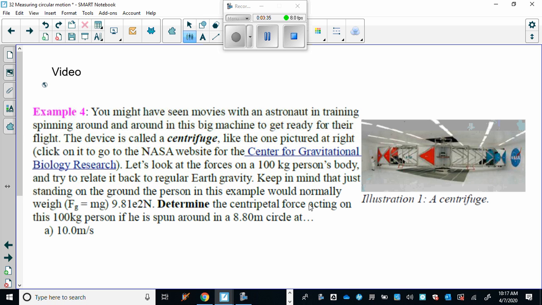It says determine the centripetal force acting on a 100-kilogram person being spun around in an 8.8 meter circle at 10 meters per second. Okay, and we're just going to assume that 8.8 is the radius. The centrifuge is unlikely to be only 10 meters across the whole thing. Probably from here to here is 8 meters. So let's assume that that's the radius.